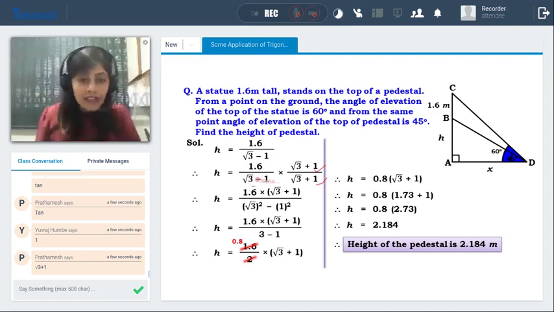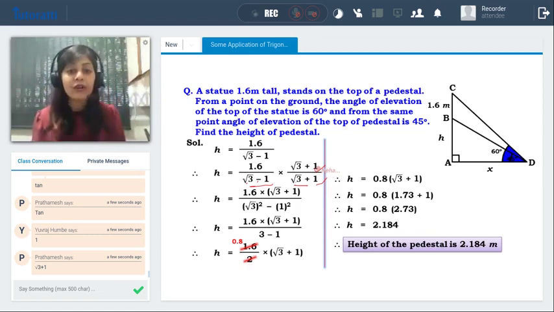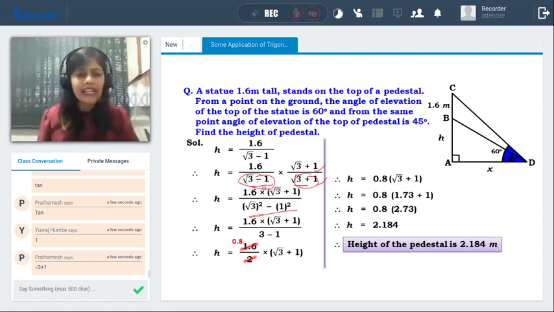Is that understood? If you look at the denominator first, a minus b, a plus b. That's the whole point of doing the conjugate, so that you get a square minus b square. Whenever you have conjugates, you will always have a square minus b square in your denominator. In the numerator, directly multiply 1.6 into root 3 plus 1. Now this is 3 minus 1, which is 2. In the numerator, cancel what you can, and now you can substitute the value of root 3.